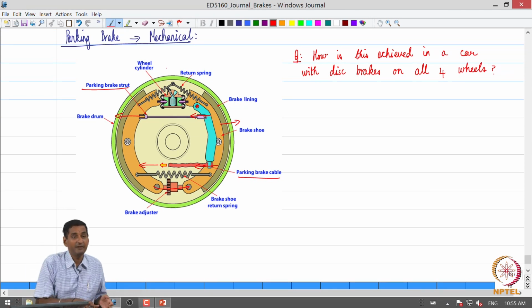about parking brakes in heavy vehicles in the next class, and then we will move further. Thank you.